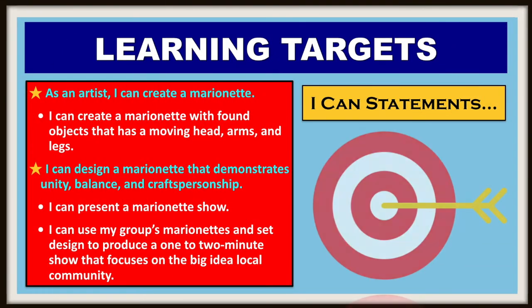Daily learning targets identify the short-term tasks that students are to achieve. We write daily learning targets in the form of I can statements in developmentally appropriate student language that is broken down and/or unpacked from objectives. As an artist, I can create a marionette. Students can follow that. I can create a marionette with found objects that has a moving head, arms, and legs. So that's one example of learning targets.